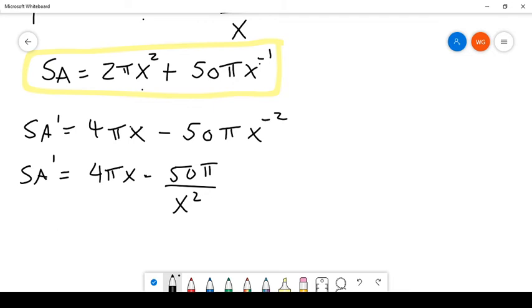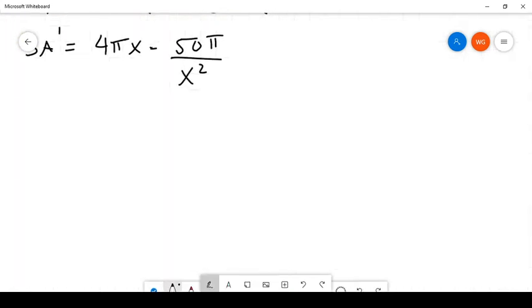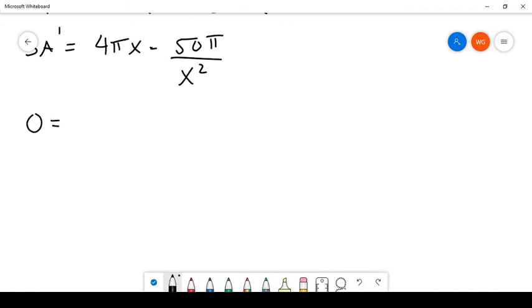Now from here, we've taken our derivative. Now the optimization process, the minimum or maximum value occurs when you set your derivative equal to 0. So I'm going to set this equal to 0. So we're going to say now, 0 equals 4 pi x minus 50 pi over x squared.